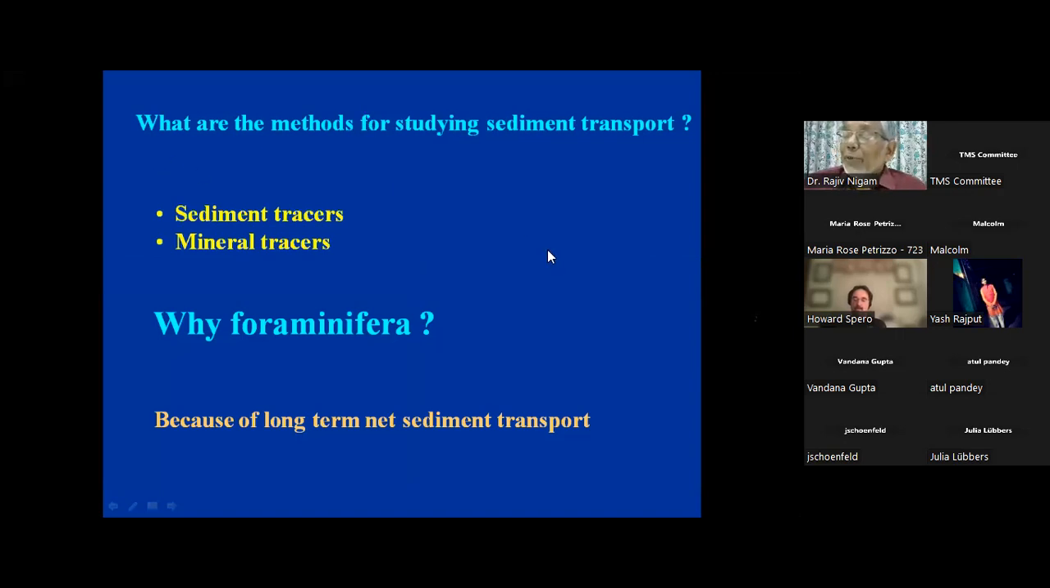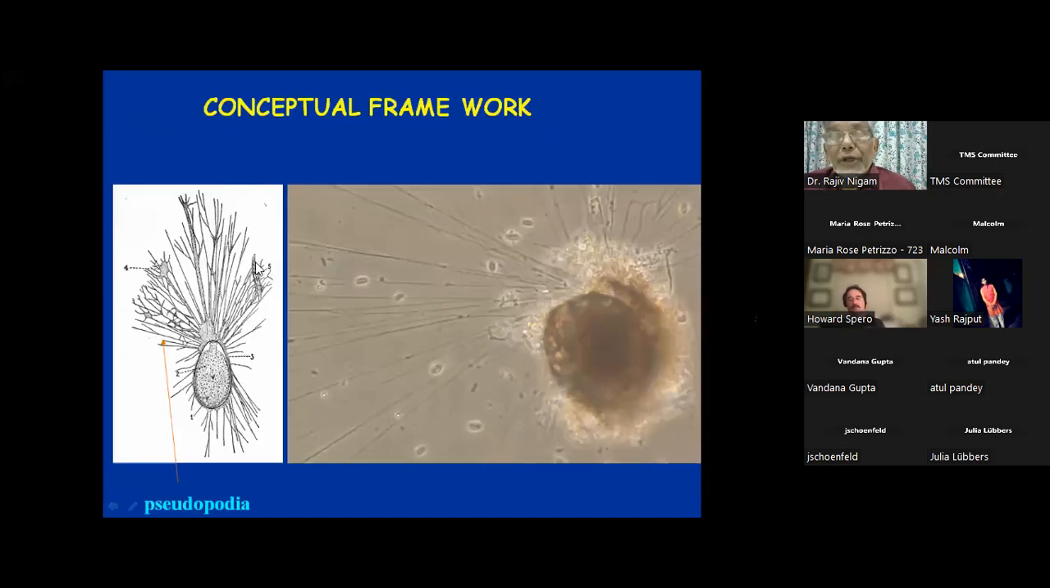How to get an idea about sediment transport in any area? We can use the sediment tracer, we can use the mineral tracers. But for long-term sediment transport detection, we can also use the foraminifera. How can it be used? Simply, see, benthic foraminifera, with the help of their pseudopodia, serve a dual purpose. They collect the food and they anchor themselves and thus resist the movement under the influence of currents.